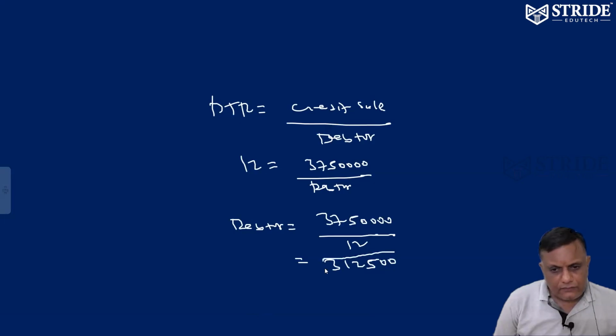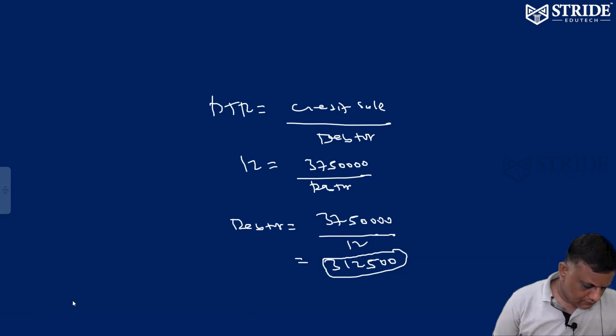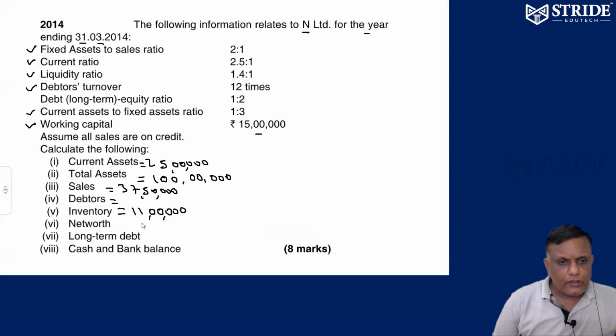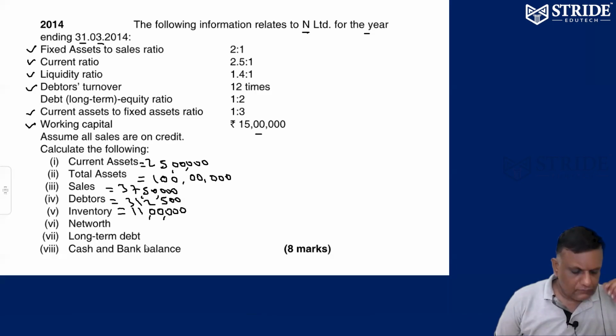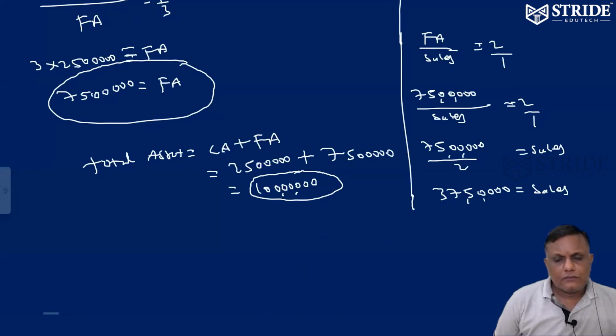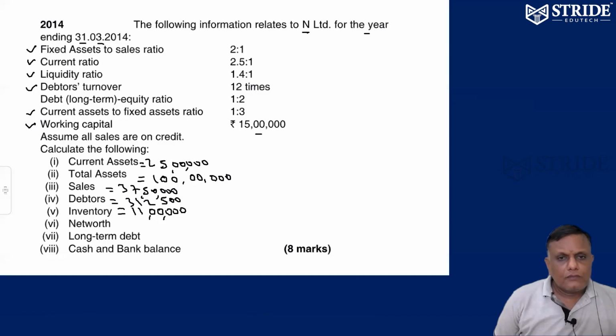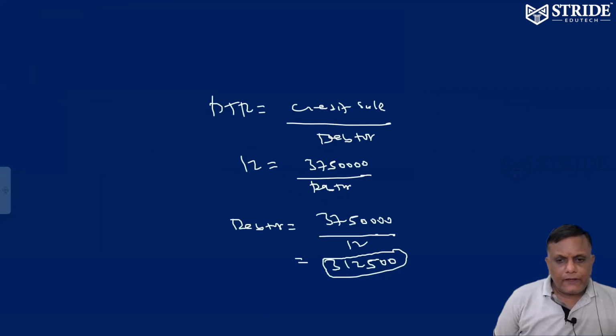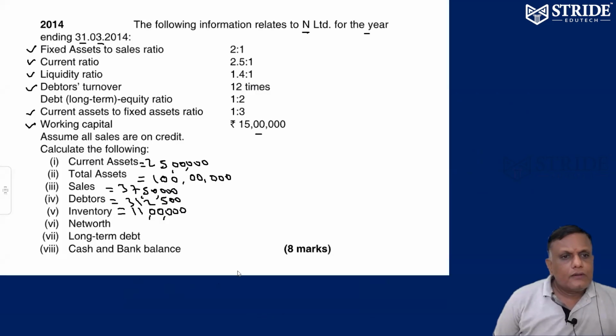It is going to be 312,500. That is debtor. So 312,500 is going to be debtor. Please check it out. Okay, right. So debtor is 312,500. That's it. Okay. Next one.